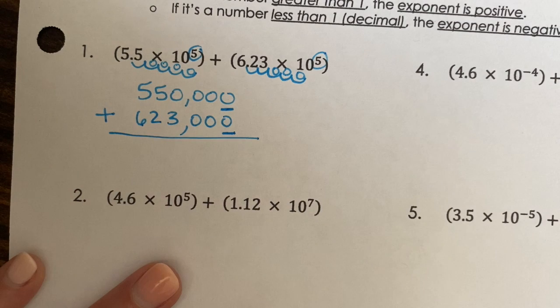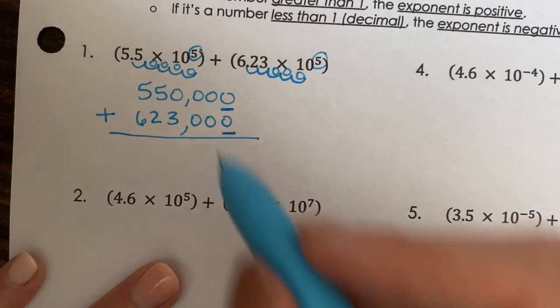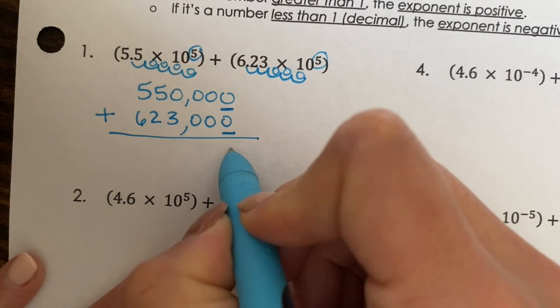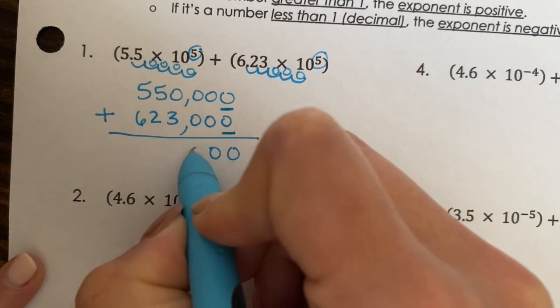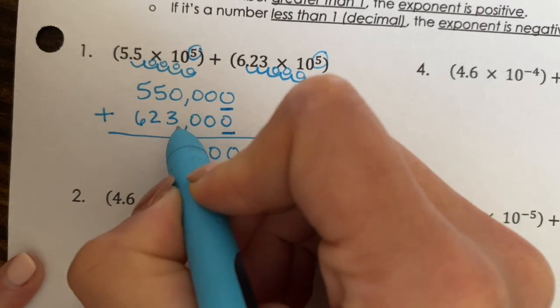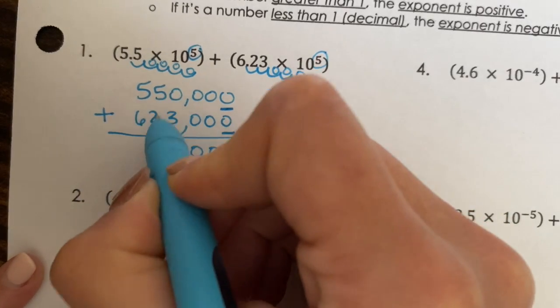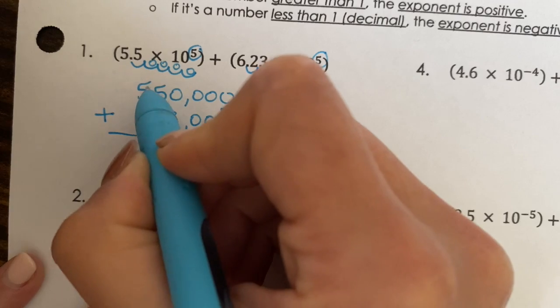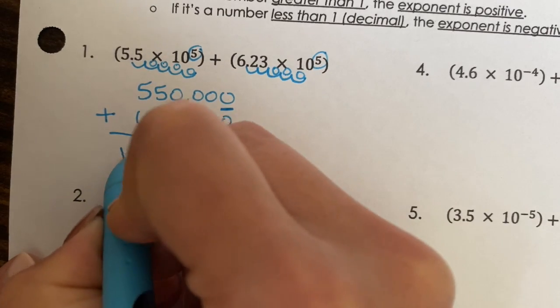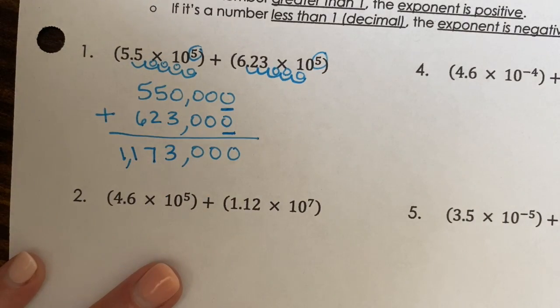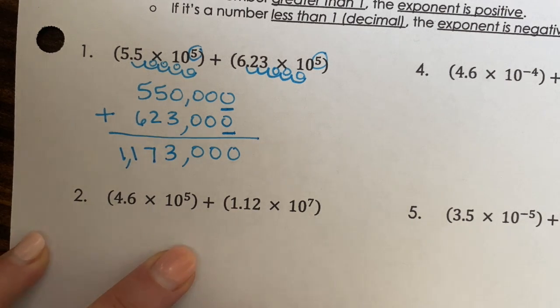So 550,000 plus 623,000. So start from the 1's place. 0 plus 0 is 0. 0, 0. 0 plus 3 is 3. 5 plus 2 is 7. 6 plus 5 is 11. So your answer is 1,173,000. So it's all correct.